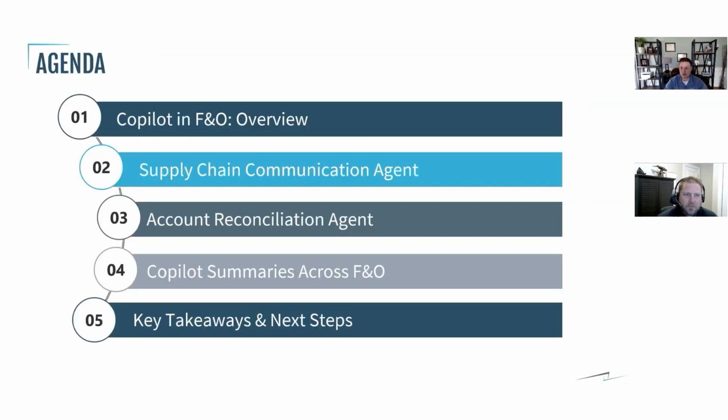Let's take a look at what we're planning on going over in this session today. First, we're going to start off with an overview of where Copilot is within the F&O product. From there, we're going to focus primarily on two agents: the supply chain communication agent and the account reconciliation agent. From there, we're going to look at the Copilot summaries across F&O as a whole, and then wrap up with our key takeaways and next steps.